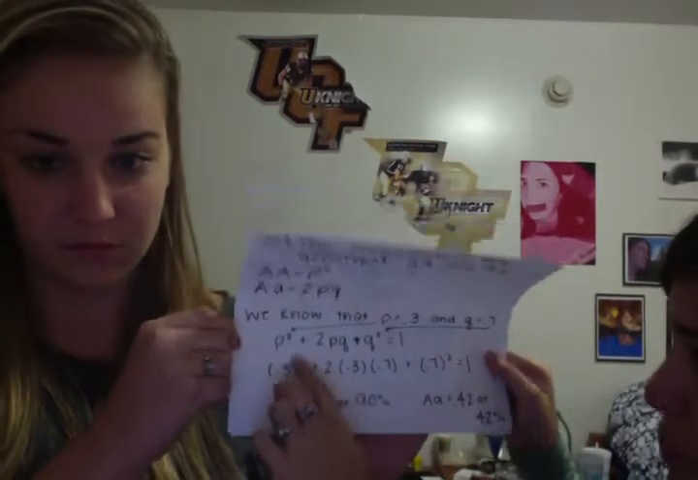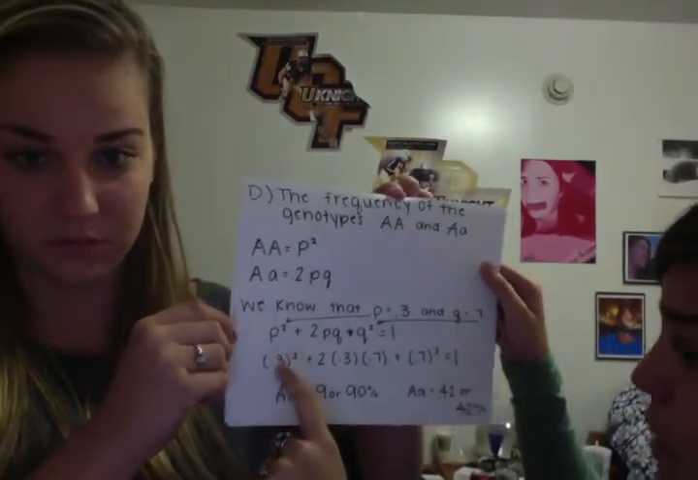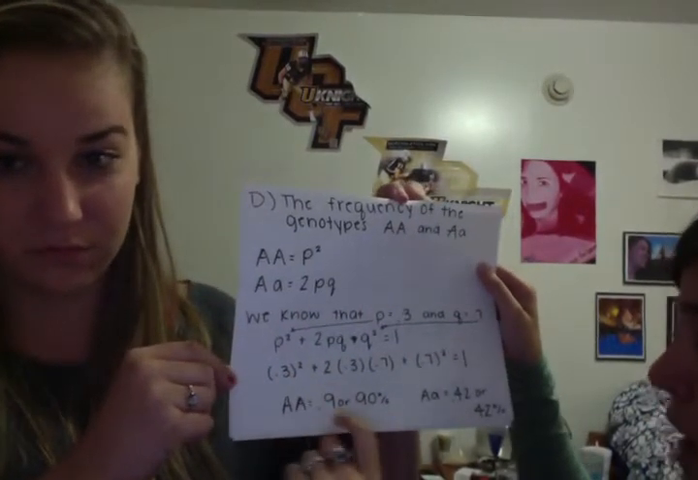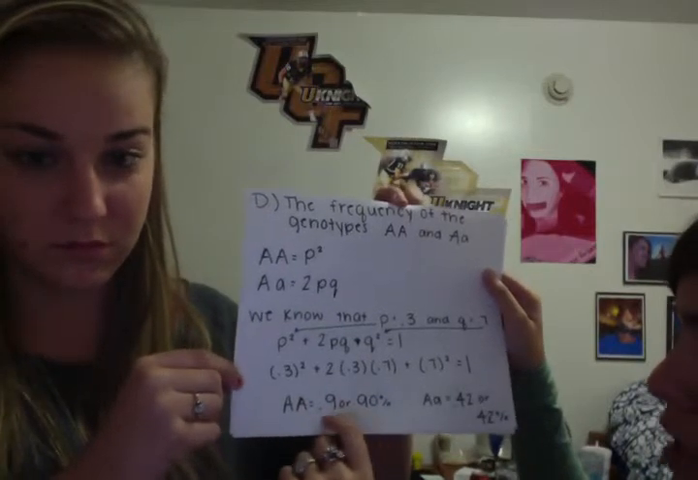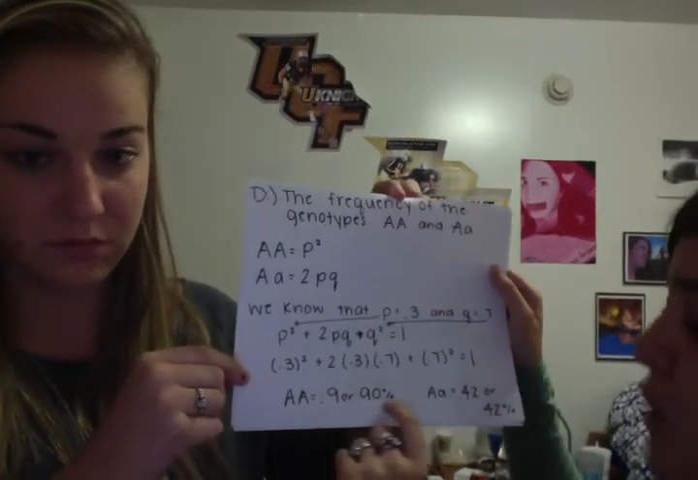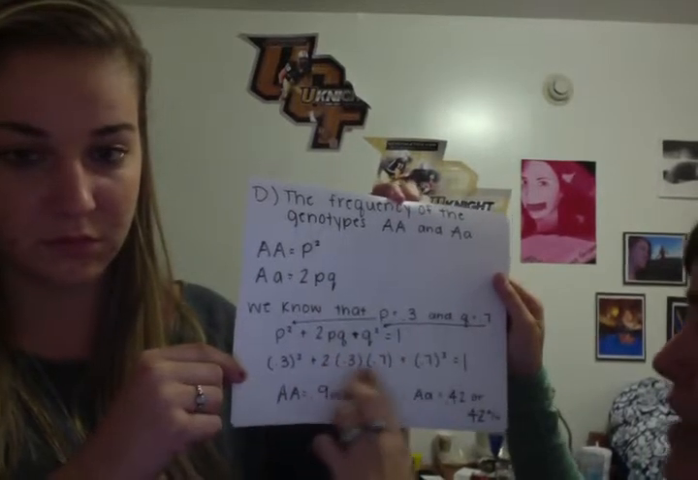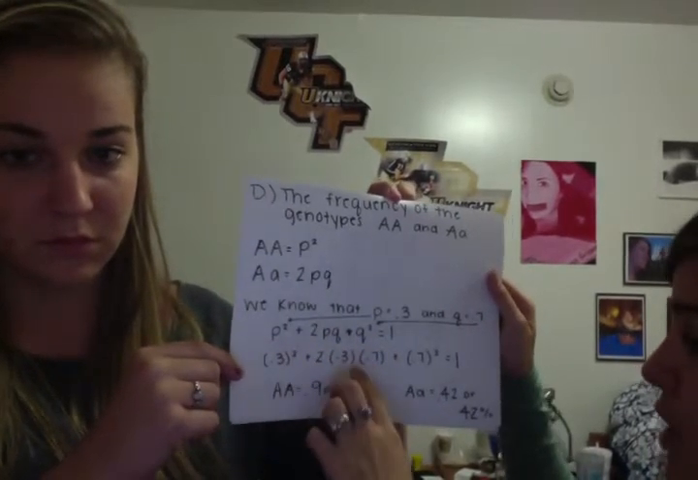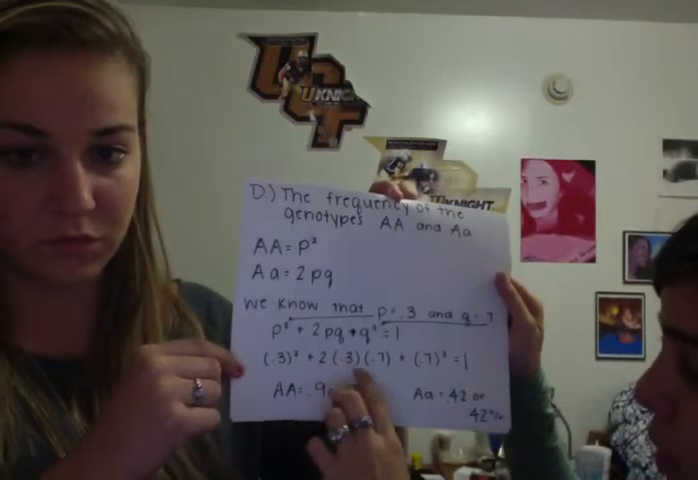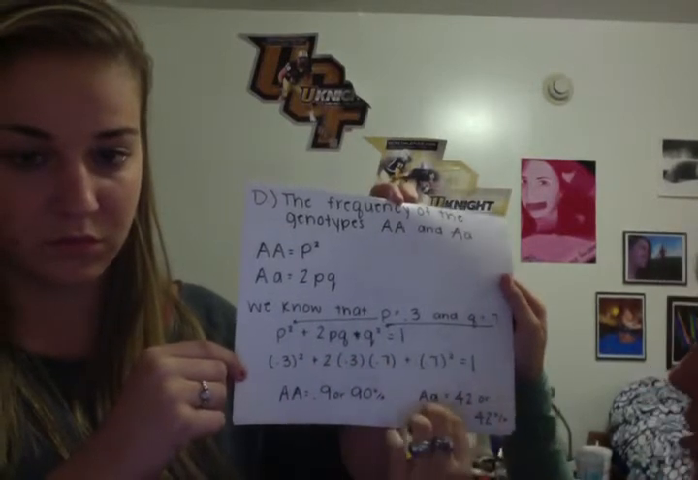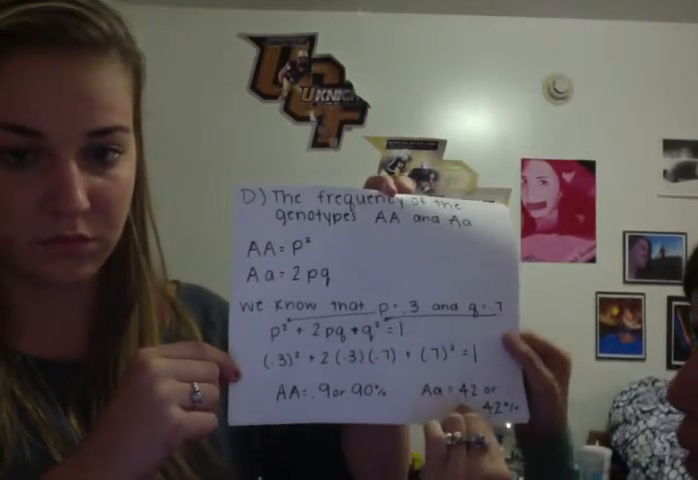So we find P squared here, we replace it with 0.3, and that's going to give us 0.09. So big A, big A equals 0.09 or 9%. And then 2PQ is right here, and we replace the numbers and the letters, and it's 2 times 0.3 times 0.7. And so big A, little a equals 0.42 or 42%.